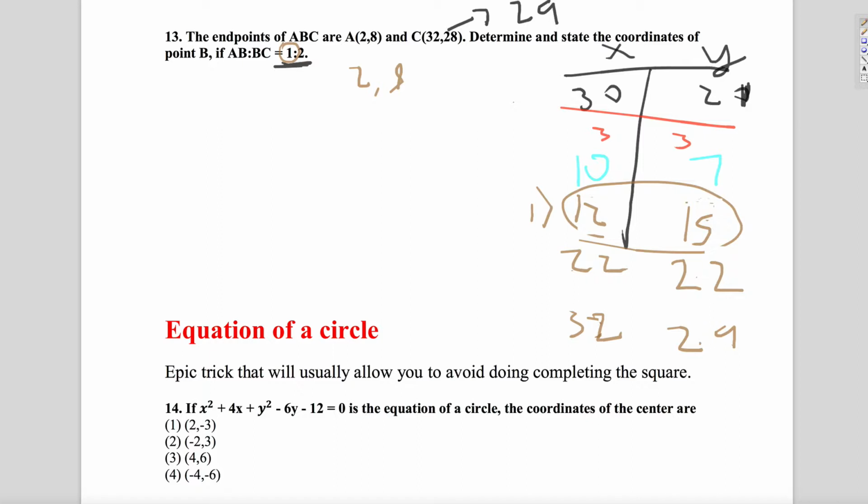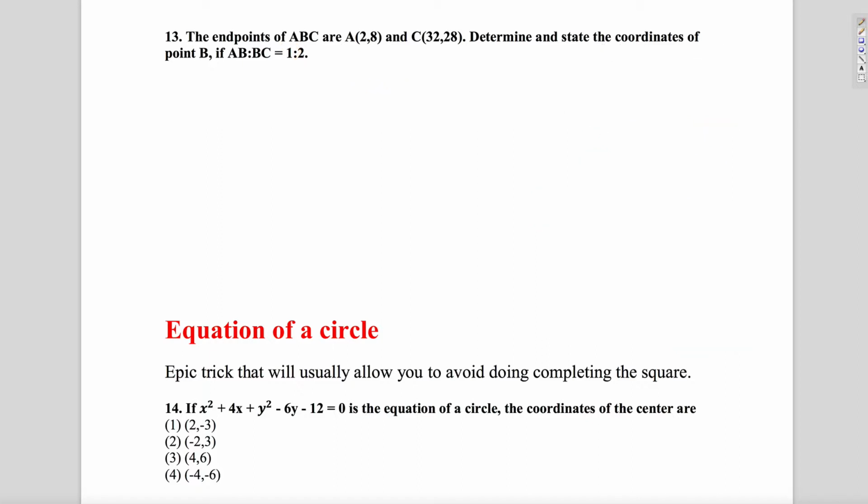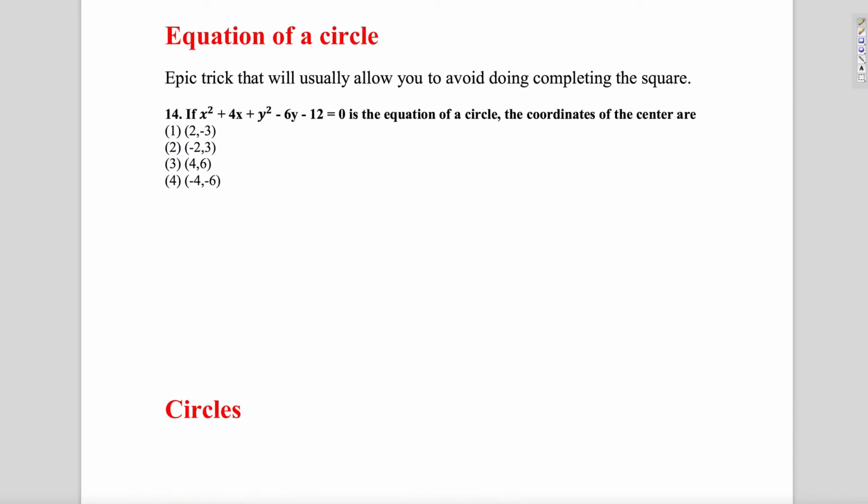Okay, so all right, sorry about that. Equation of a circle. In order to do this, you need to do completing the square.